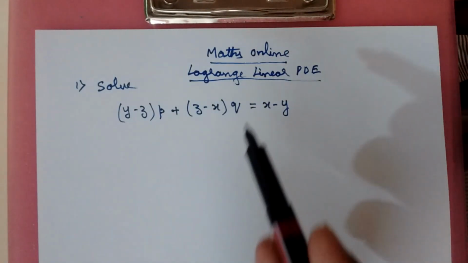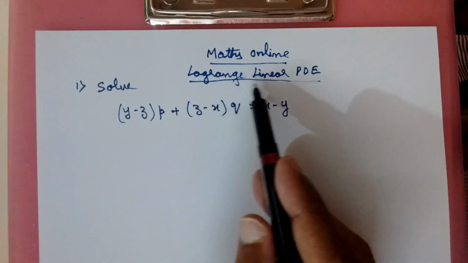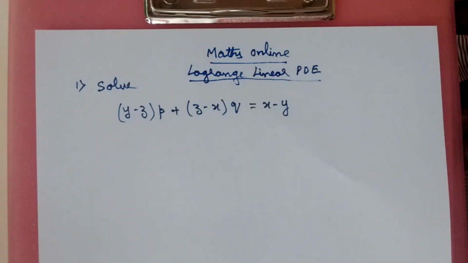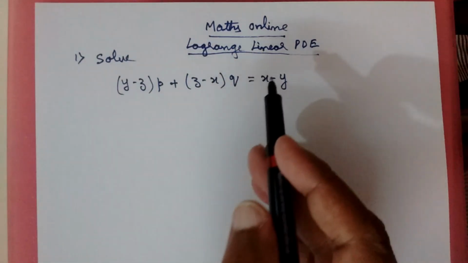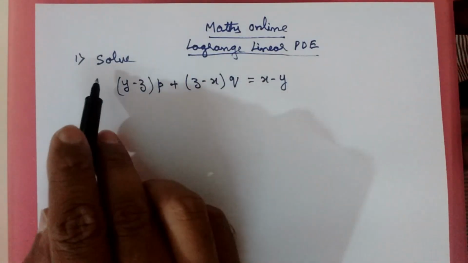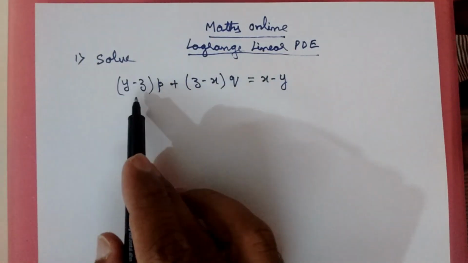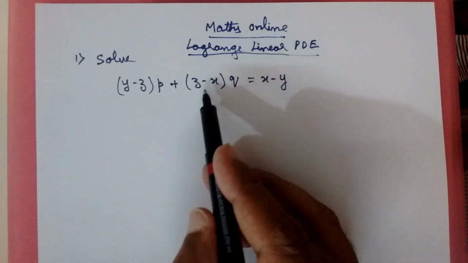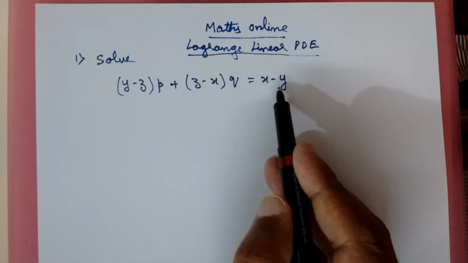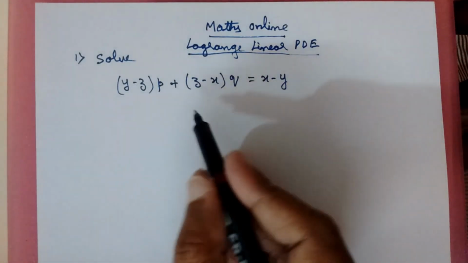In the previous video we saw some examples based on Lagrange linear PDE. We'll try to continue with a few more problems on Lagrange linear PDE. So the question is, solve (y - z)p + (z - x)q = x - y.